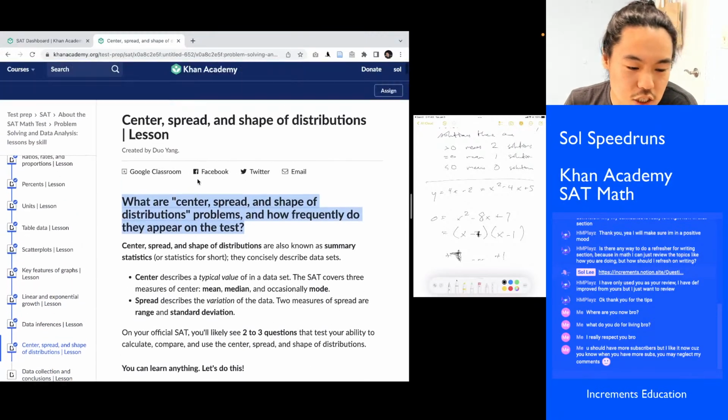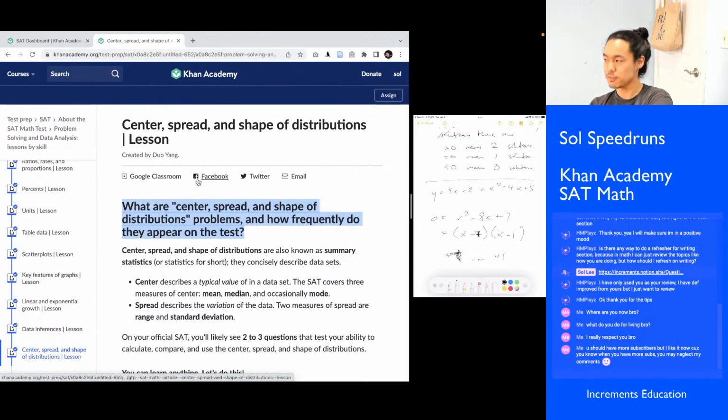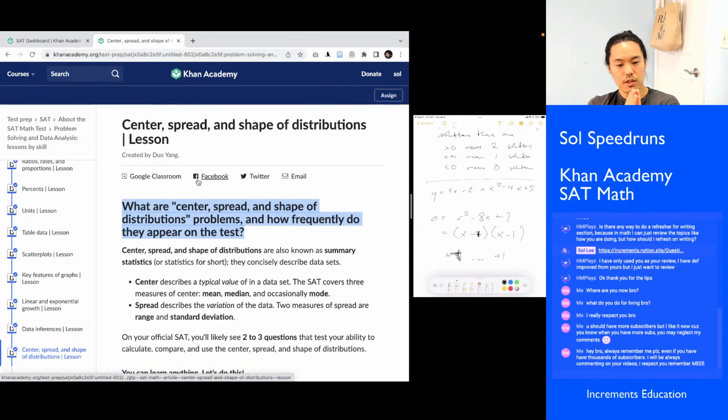All right, let's get through this stuff. Center and spread and shape of distributions. Do I know what this is? So if there's a distribution, what's a center? I assume a center is a mean or a median, and then there is a spread, which is like up until the 75th percentile and the 25th percentile. And shape, what the hell is shape?